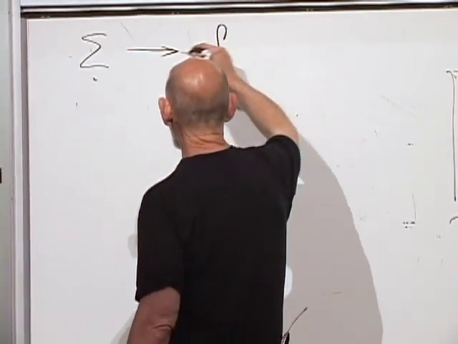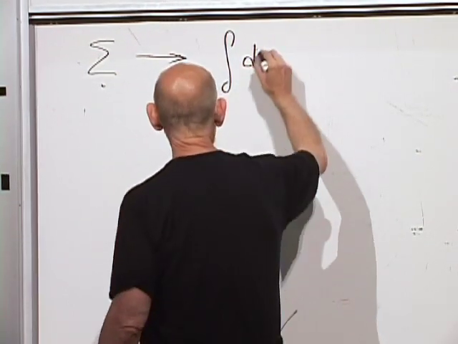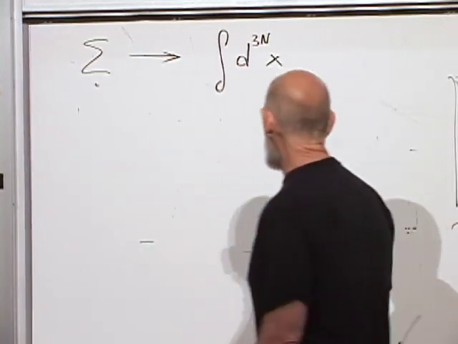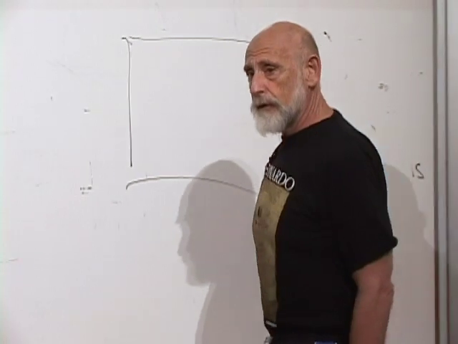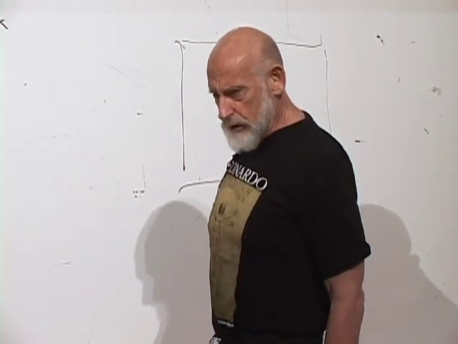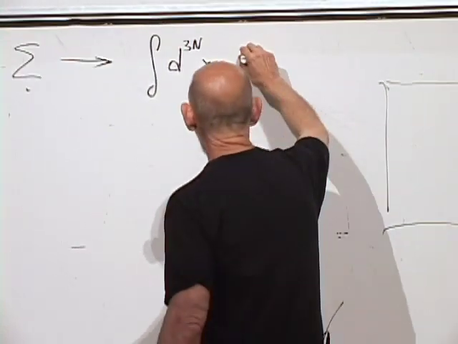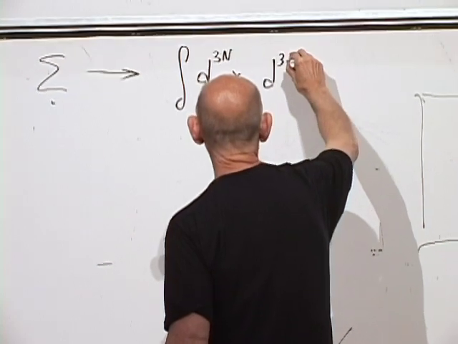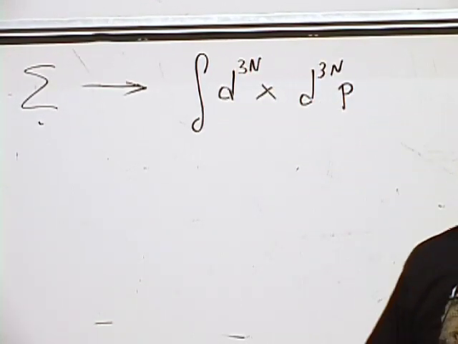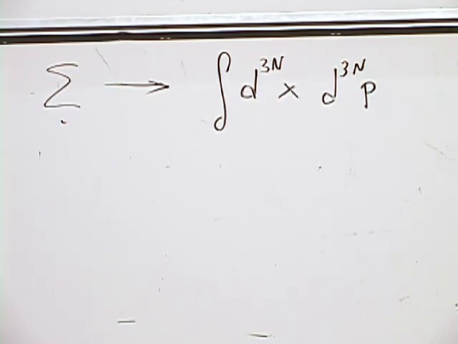All right, so what do I replace the sum by? An integral over the position of every particle. That means d^{3N}x. Sorry, 3 integrations for each particle, the 3 coordinates of space, x, y, and z, and the 3 components of momentum. I'll just indicate it that way. That replaces the sum.